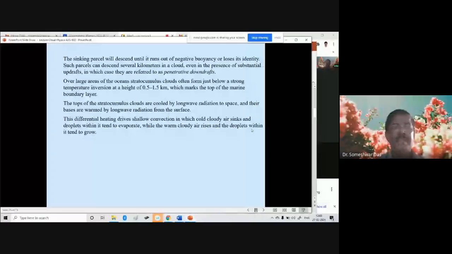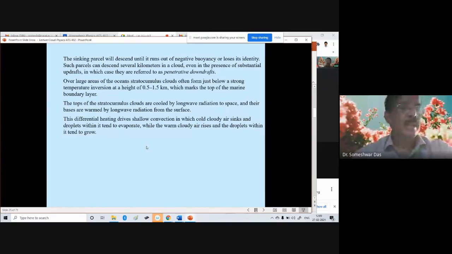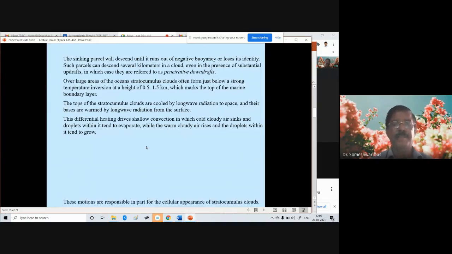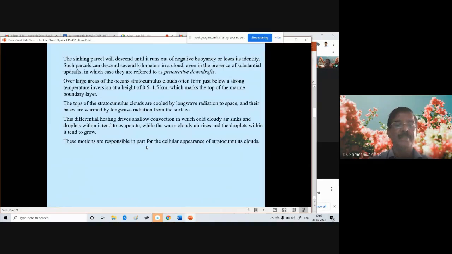So there are continuously rising bubbles, rising thermals from the Earth's surface, because the Earth's surface is heated hotter than the air above. So the warm thermals rise above, and the upper part of the clouds, which is cooled by the radiation, shrinks, and so the cloud gets destabilized. These motions are responsible in part for the cellular appearance of a stratocumulus.